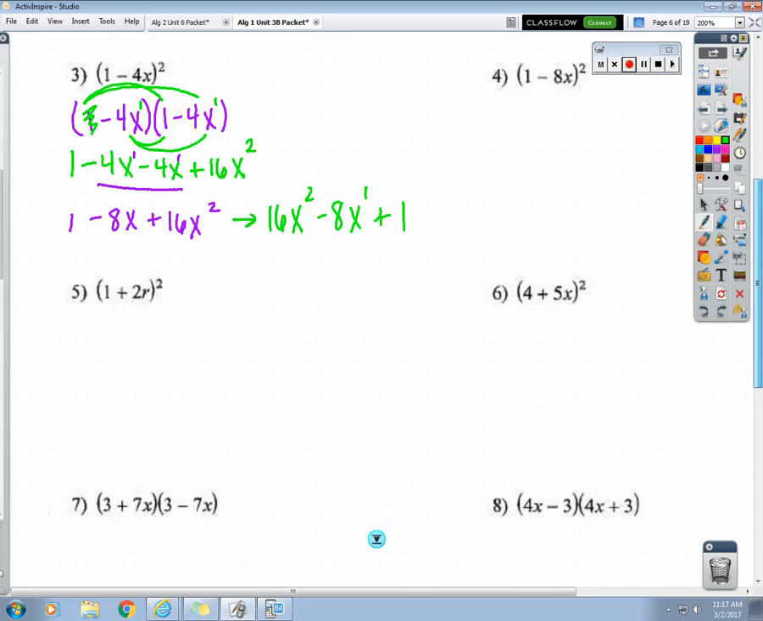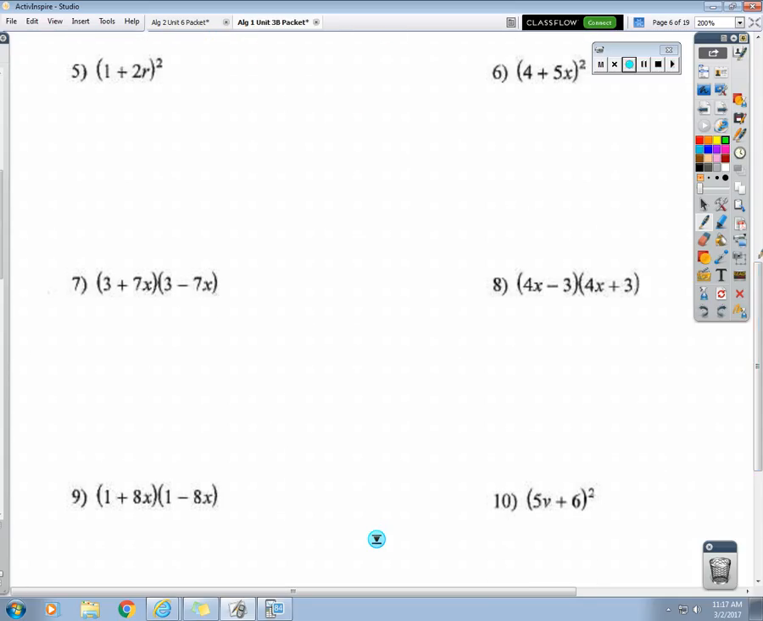Alright, number 5. 1 plus 2r squared means 1 plus 2r times 1 plus 2r. So the first thing we need to do is distribute. 1 times 1 is 1. 1 times 2r is 2r. So now I'm finished with that 1. I distributed it times both terms of this binomial. Now I need to distribute this 2r times both terms. 2r times 1 is 2r, and 2r times 2r is what? Correct. 4r squared or 4r to the second.